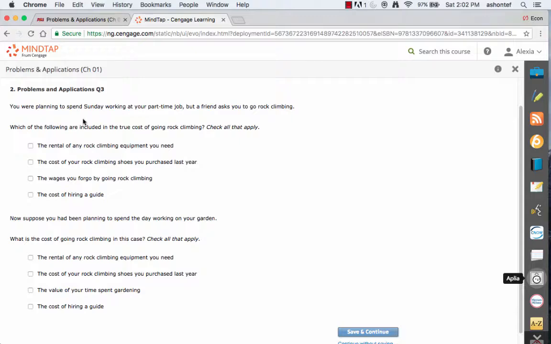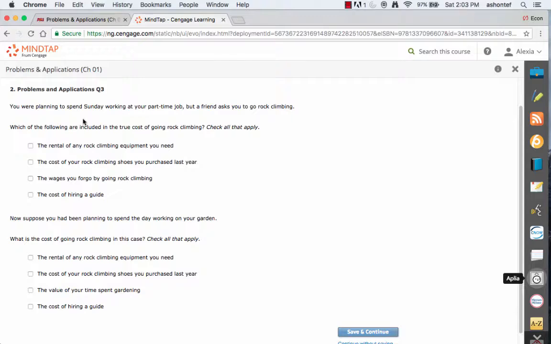So the first one says the rental of any rock climbing equipment you need. So if you're going to go rock climbing and you need to rent the equipment, then would that not be a cost? The next one says the cost of your rock climbing shoes, but notice it says you purchased last year. So would that be a cost of today, or is that a cost of the past? So if it's a cost of the past, then you already incurred it, and we don't need to include it in today's true cost. So be careful.